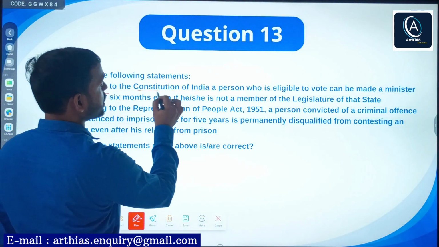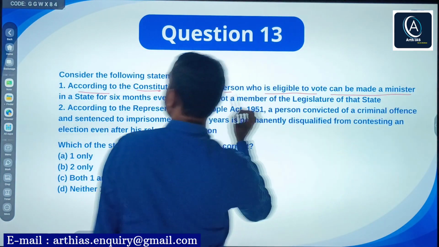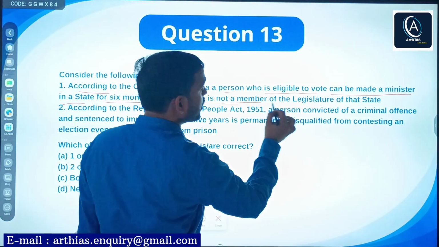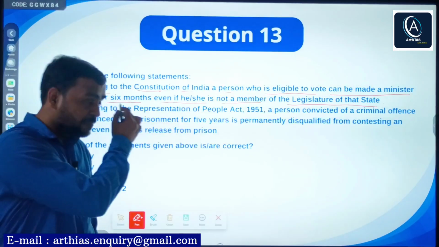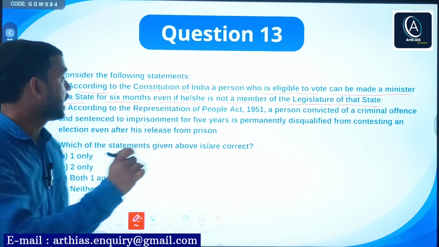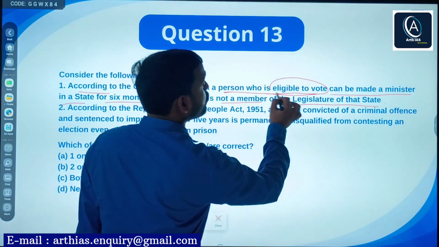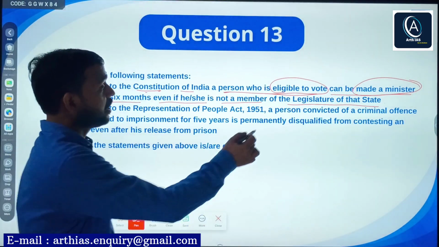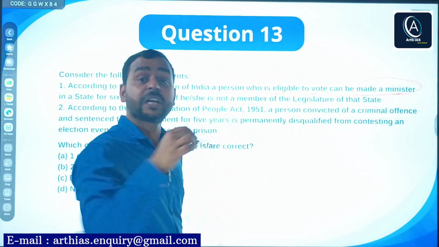According to the Constitution of India, a person who is eligible to vote can be made a minister in a state for 6 months, even if he or she is not a member of legislature of that state. If you simply read the statement, you will find that it is correct. But stop. It says a person who is eligible to vote can be made a minister. Right? What is the eligible age criteria to become a voter?